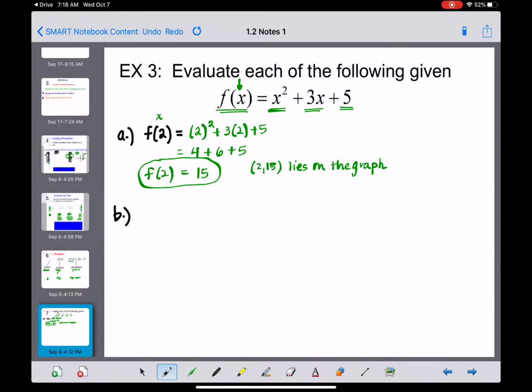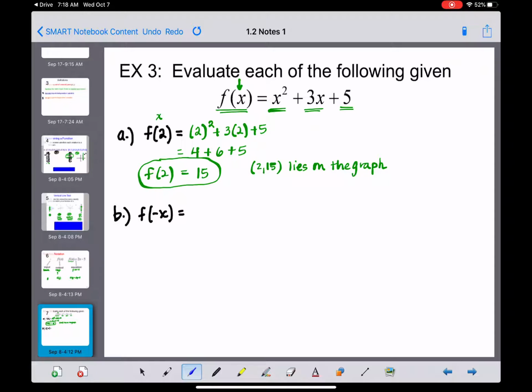Okay, on to the next one. The next one is going to help us with what we're going to be doing later on in the unit. So f of negative x. Now I will tell you on the ACT, they love to sub in negative numbers. So typically for part A, it wouldn't be f of 2, it'd be like f of negative 2 or f of negative 3 or something like that. So we're going to try it with a variable here. And we're going to be able to simplify with this variable.